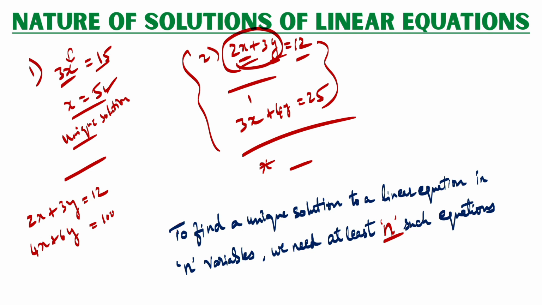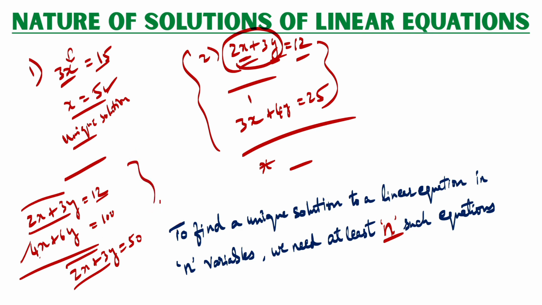No, you cannot find a unique solution for this, because if we divide 4x plus 6y equal to 100 by 2, then we will have 2x plus 3y equal to 50. So either 2x plus 3y must be equal to 12 or 2x plus 3y must be equal to 50. Both are not possible. So instead of having two equations, we are unable to find a unique solution. At least n such equations are needed.